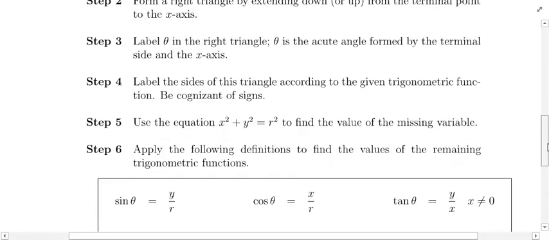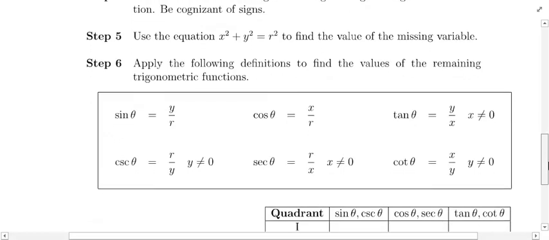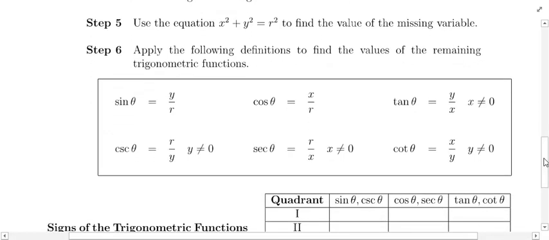In step 4, you're going to label the sides of this triangle according to the given trigonometric function. And in doing so, you need to be cognizant of signs, whether things are positive or negative. And then in step 5, you need to use the equation x squared plus y squared is equal to r squared, which is the Pythagorean theorem, to find the value of the missing variable. Once you have that, all the sides of your triangle should be labeled.